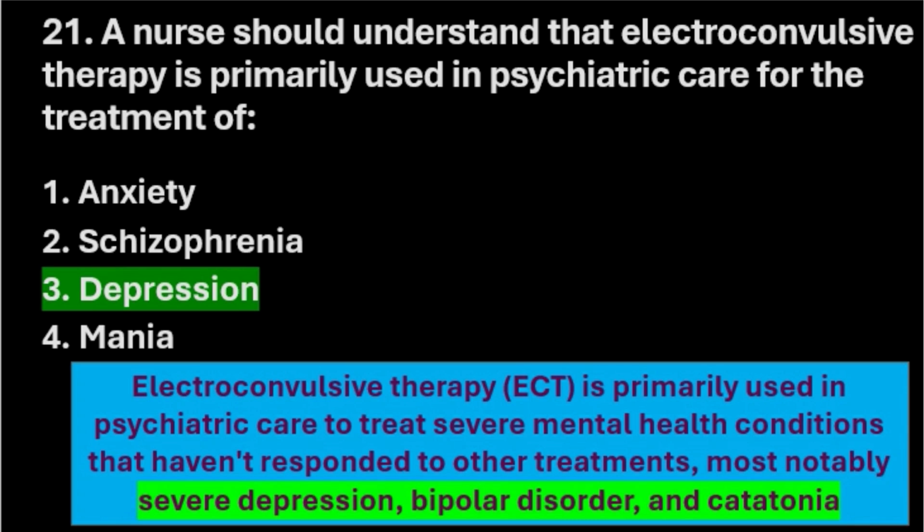Next question. A nurse should understand that electroconvulsive therapy is primarily used in psychiatric care for the treatment of option 1 anxiety, option 2 schizophrenia, option 3 depression, and option 4 mania. The right answer here is option 3 depression. Electroconvulsive therapy is primarily used in psychiatric care to treat severe mental health conditions that haven't responded to other treatments, most notably severe depression, bipolar disorder, and catatonia.